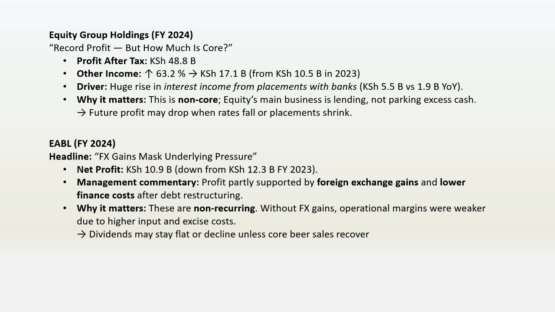So without FX gains, operational margins may be weaker due to high input and excise costs. These are companies that are producing beer. They may have high input and excise costs.